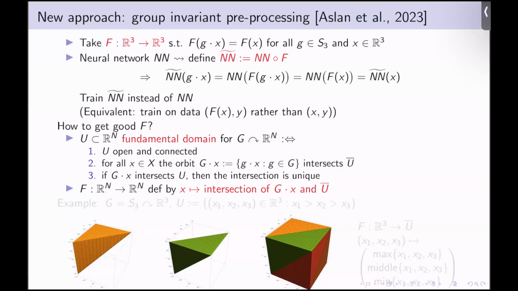Now, this is a slight lie. This is not completely well defined, because the third property of a fundamental domain tells you that intersections of orbits with the interior of U are unique. But if you take something on the boundary of U, then there can be more than one intersection with U bar. So what I've written down is not strictly well defined. In general, there isn't a way to make it well defined, so we make it well defined on a case-by-case basis. And we're going to see that in the example section later.